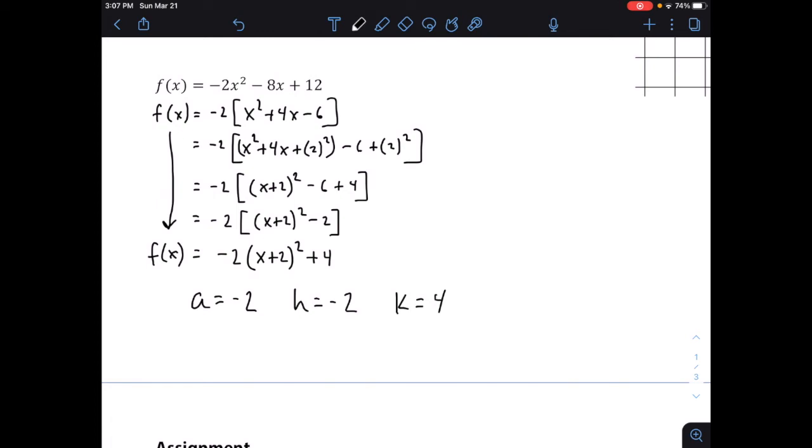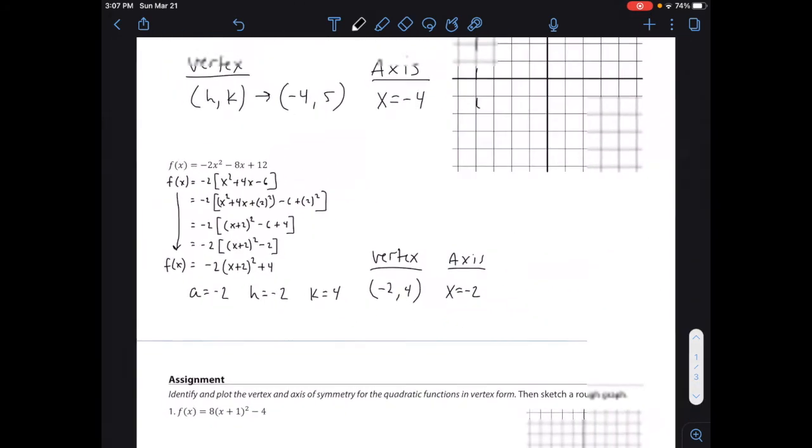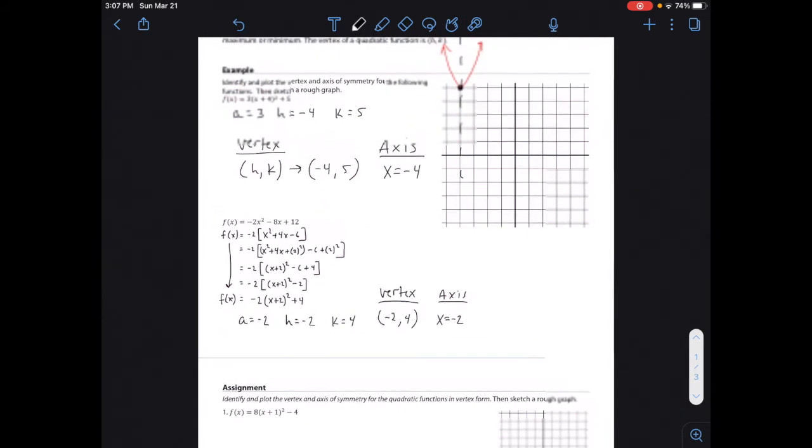That means our vertex is (h, k), negative 2, 4. And our axis of symmetry is the x value, x equals negative 2. All right. There's something I want to point out now that we've got this far.